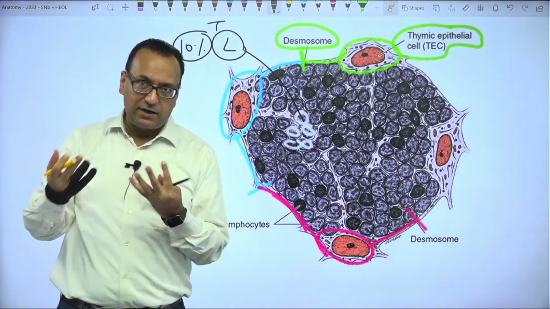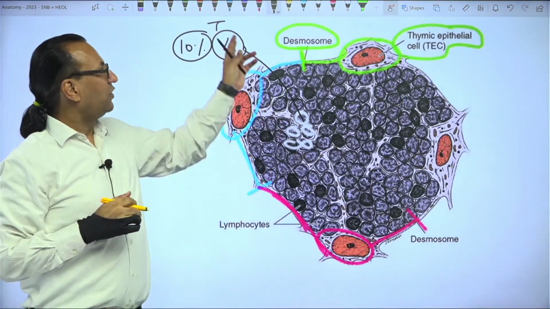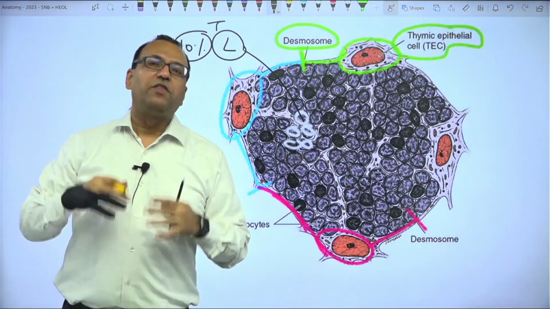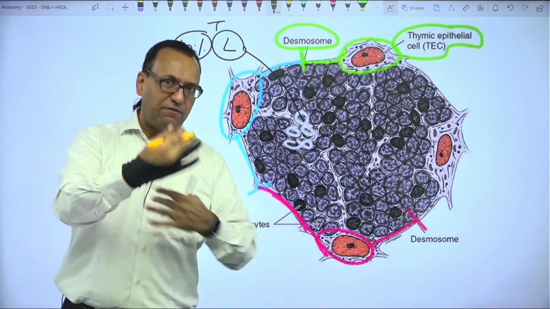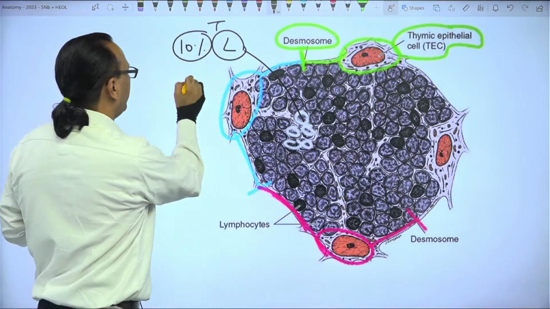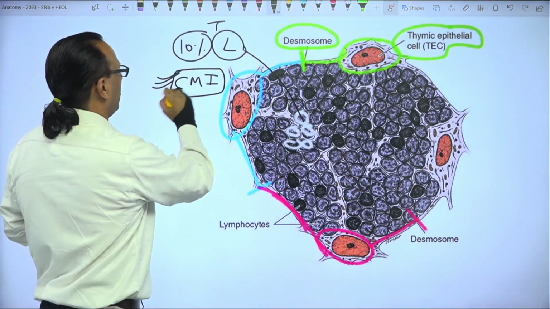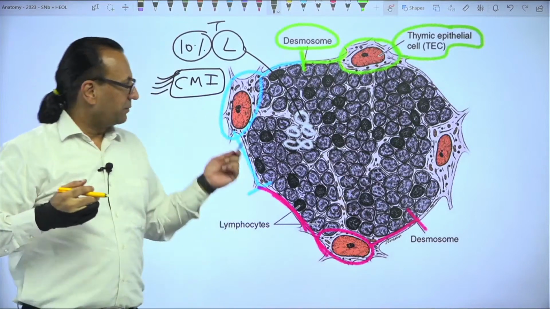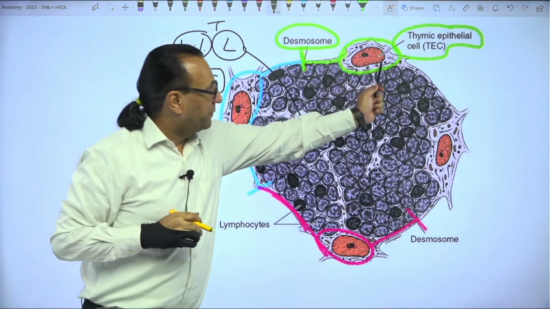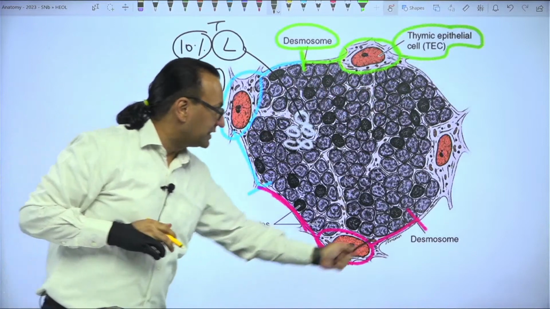thymus dependent lymphocyte, T lymphocytes, and those T lymphocytes are trained for what? They are trained for fighting with the cell mediated immunity. They fight with the antigens like bacteria or protozoa, that is the purpose. So what is the purpose of thymic epithelial reticular cells?